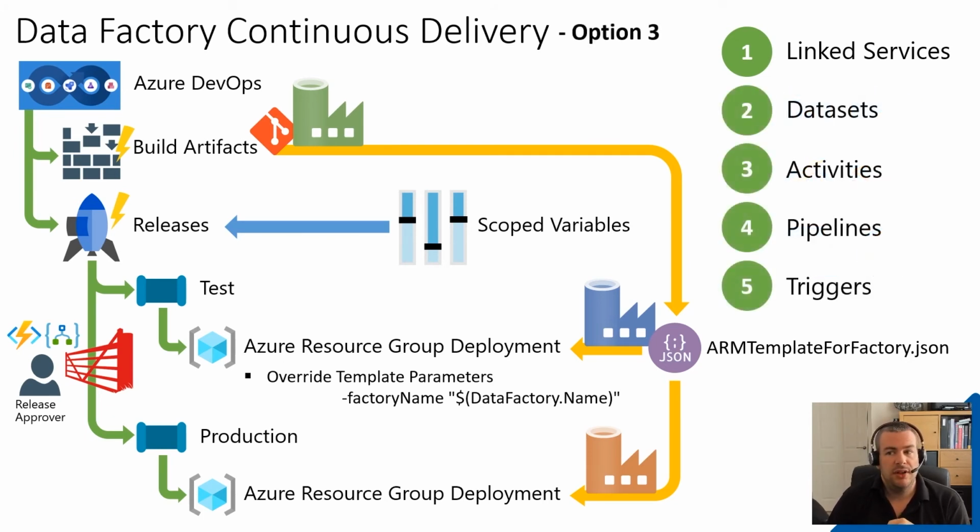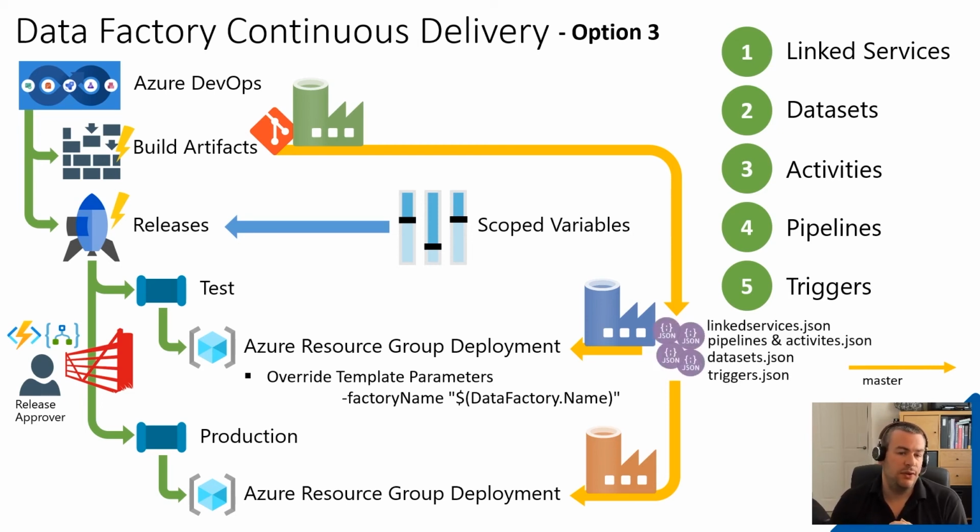So what can we do? Well, if we want a more granular deployment, I'm going to say that we can use option 3. Instead of using the artifact from that ADF_publish branch, let's use the artifacts from our master branch or our feature branch or your release branch, however you want to control it. Those artifacts where we have one JSON file per component within our data factory.